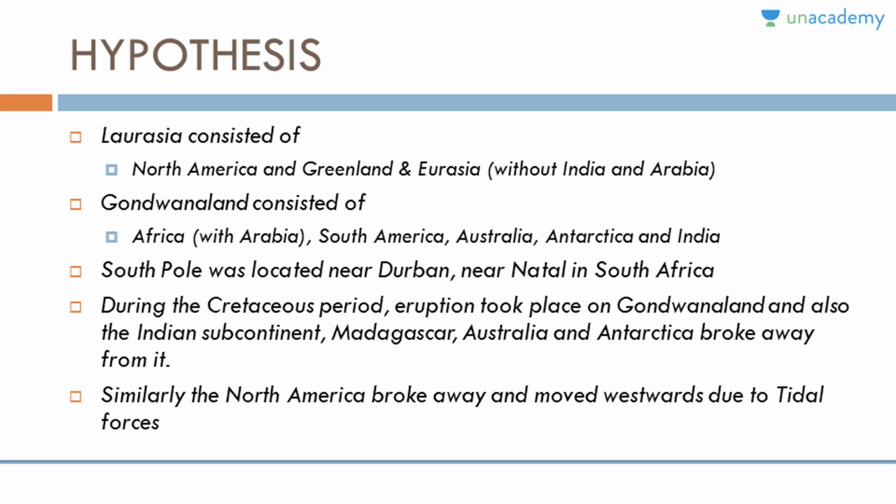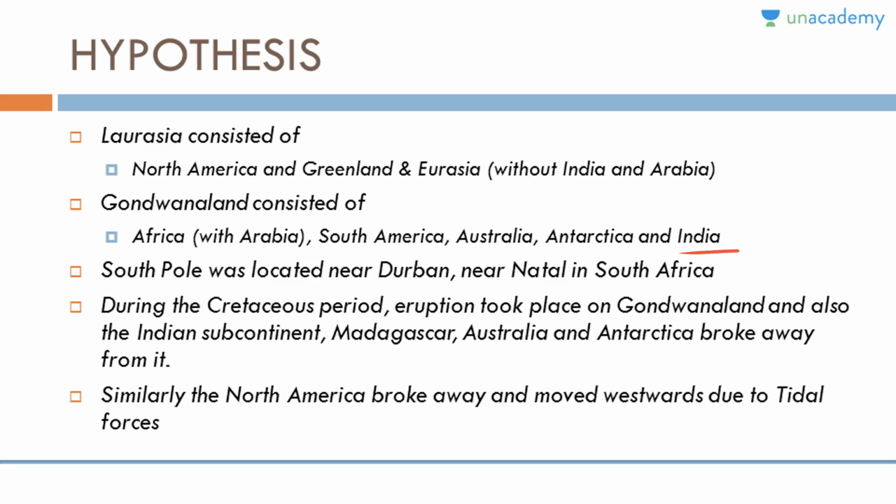Laurasia, which was the northern part of Pangaea, consisted of North America and Greenland on the one hand and Eurasia without India and Arabia. Gondwana land, which was the southern part of Pangaea, consisted of Africa with Arabia, South America, Australia, Antarctica, and India. So in short, Laurasia was divided into two parts and Gondwana land was divided into five parts.